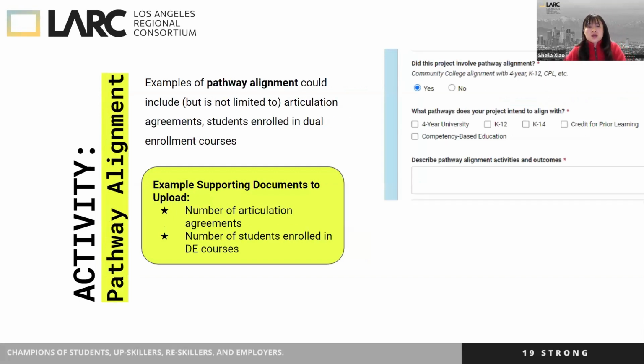Pathway alignment. So examples of pathway alignment activities could include articulation agreements, students enrolled in dual enrollment courses. So those would be the examples of the supporting documents you would upload.